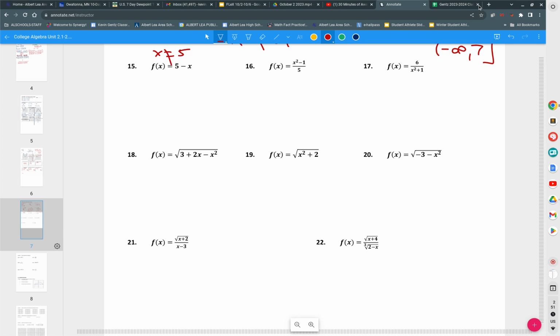Well, there's no denominator here. 5 minus x is just a line, isn't it? Just looks like that. What's the domain for a line? Oh, remember, this is just a polynomial.